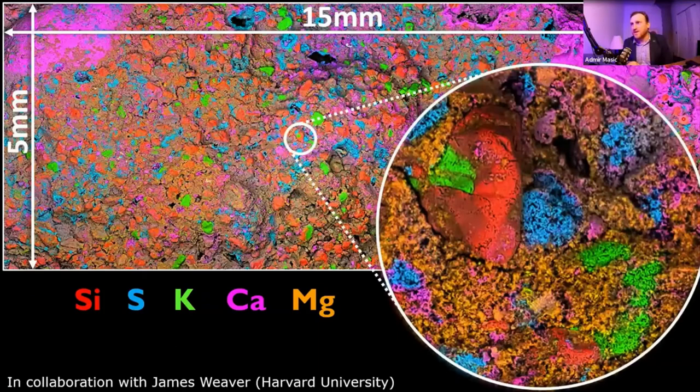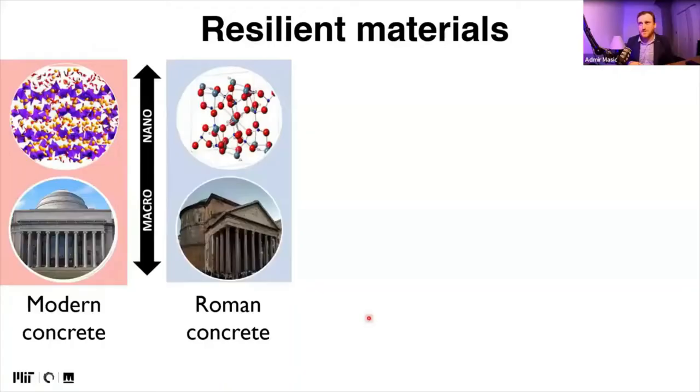You see, this is a zoom in, and each of these granules are nanometer scale granules that we can clearly characterize from the chemical standpoint. So now that we understand the structure from macroscopic to nanoscopic scale, we try to translate some of these properties into modern materials. I want to stress here that we are not reproducing exactly the Roman technology, but we are extracting the properties that are of interest. In this specific case, the resiliency and durability of Roman concrete is the property we want to understand and translate into our modern construction.